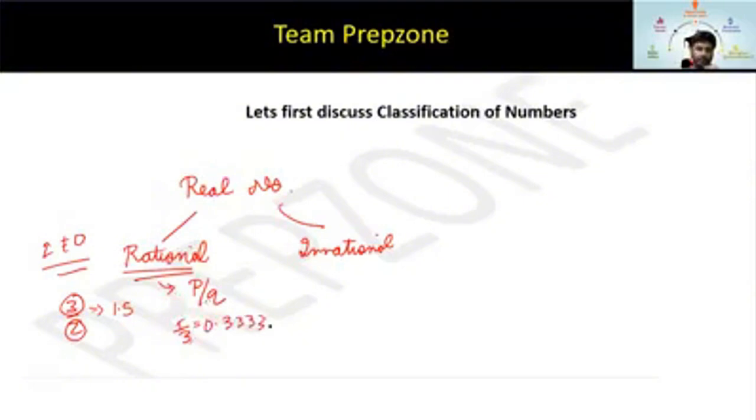1 by 3 is nothing but 0.3333 and so on. Now the representation of this 0.3333 is, I write it as 0.3 with a bar. What is the meaning of this bar? This bar indicates that this 3 is getting repeated. Okay, so this is the meaning of this bar.